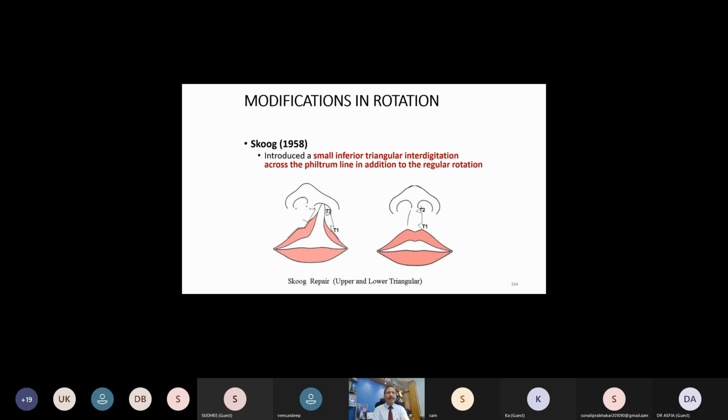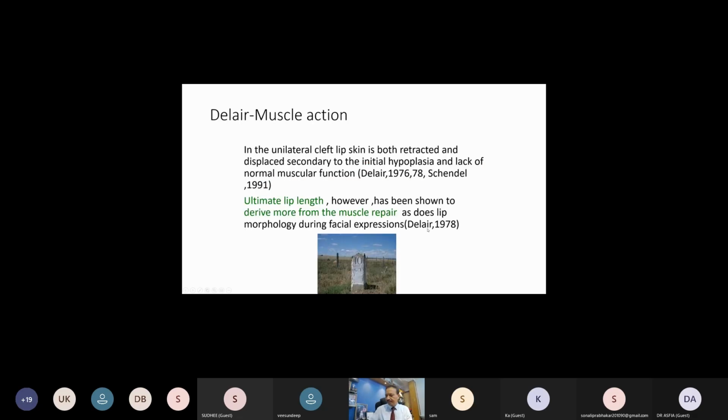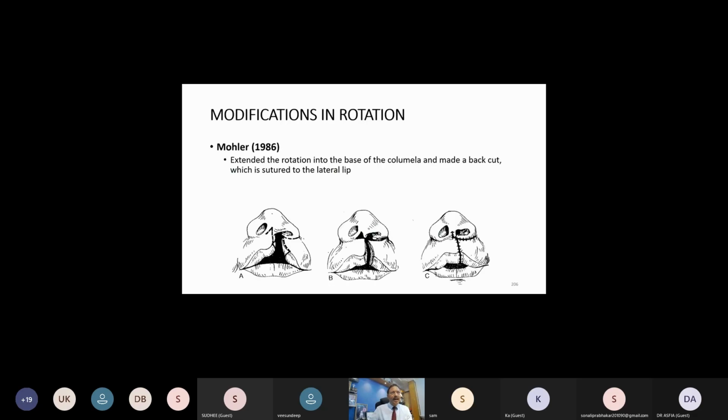There are many modifications in the rotation flap designs, and a scoop created another defect up just below the base of the columella. Now then there was a delayed repair, and then also Mohler modified it and extended the rotation into the base of the columella and made a back cut which is sutured to the lateral lip.